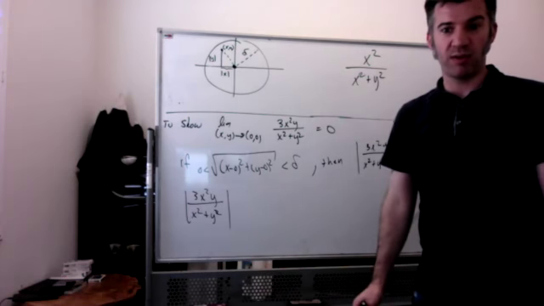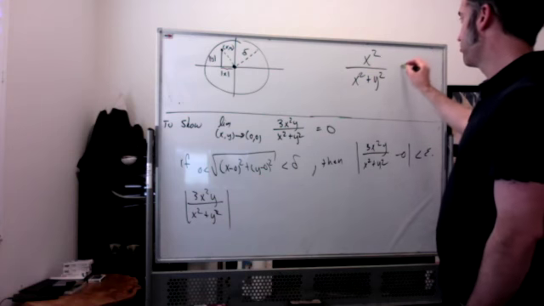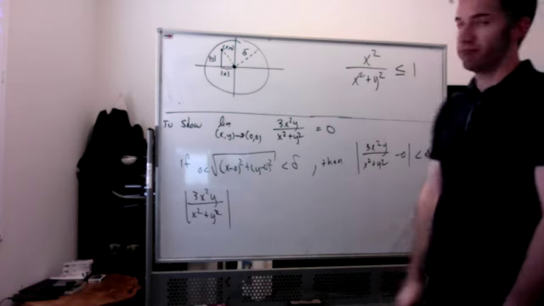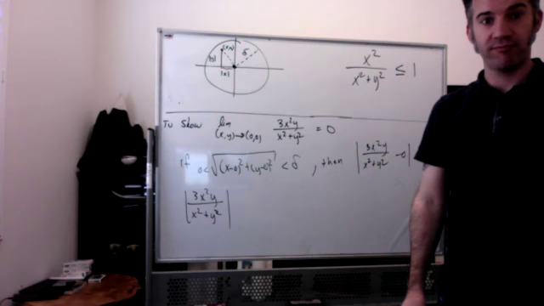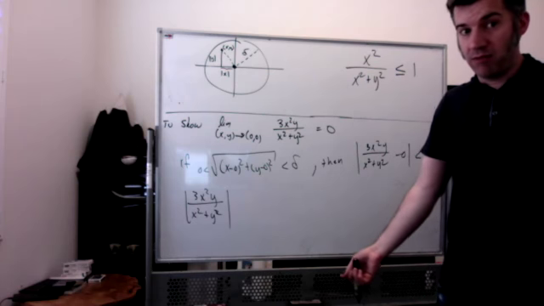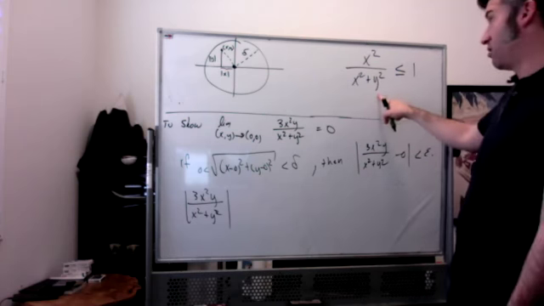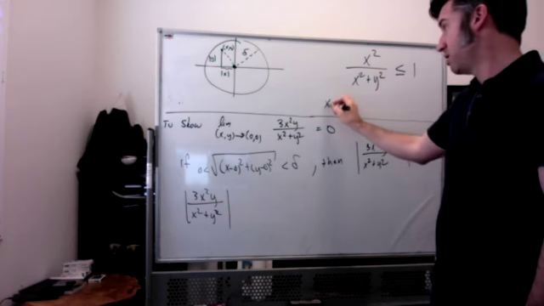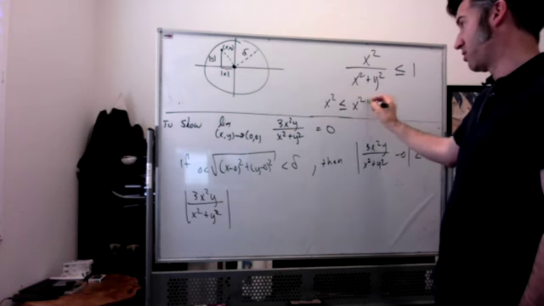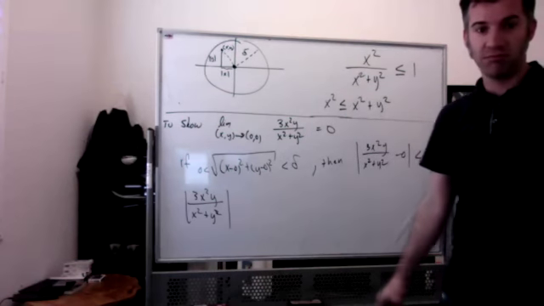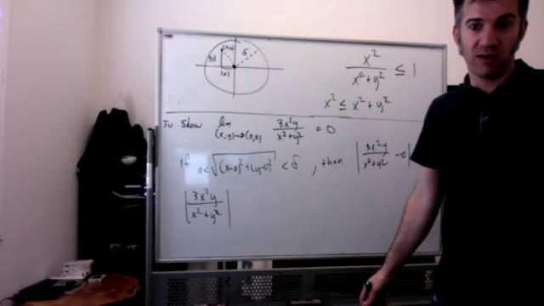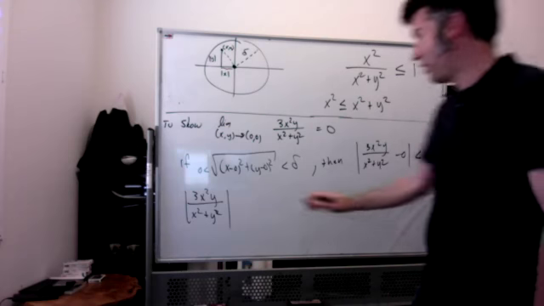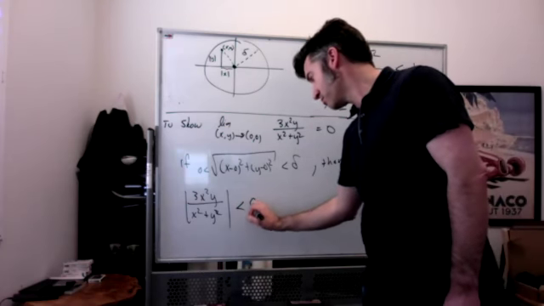X squared over x squared plus y squared is less than or equal to 1. It's got to be, right? The denominator is definitely bigger than or equal to x squared. X squared is definitely less than or equal to x squared plus y squared. So when you divide them both by x squared plus y squared, you get 1. So then we want this to be true.